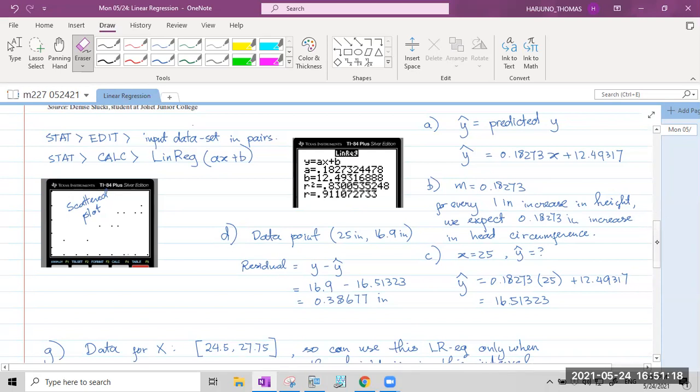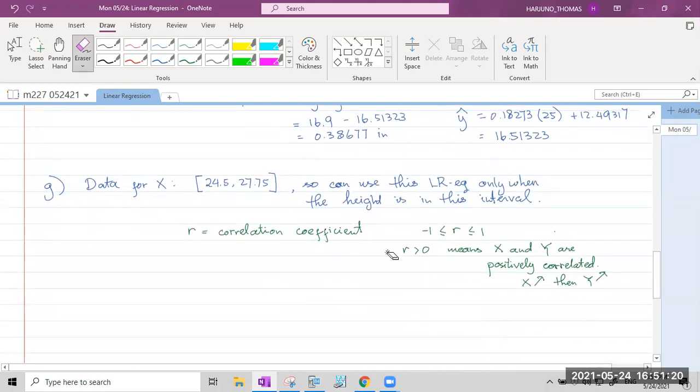Now, if r is negative, it means X and Y are negatively correlated.